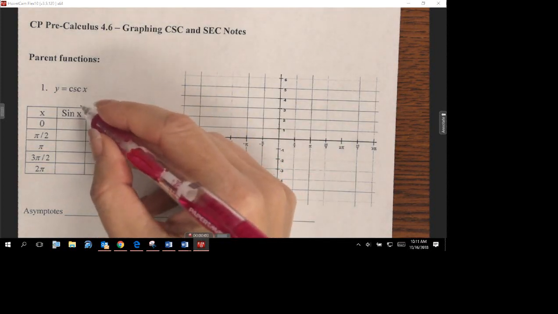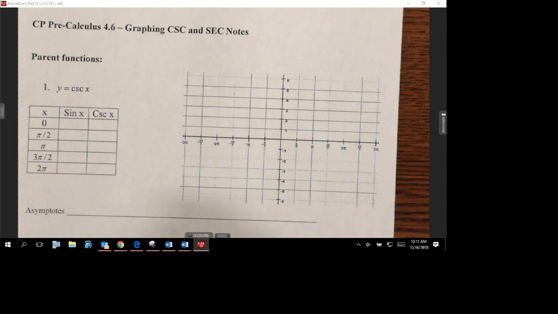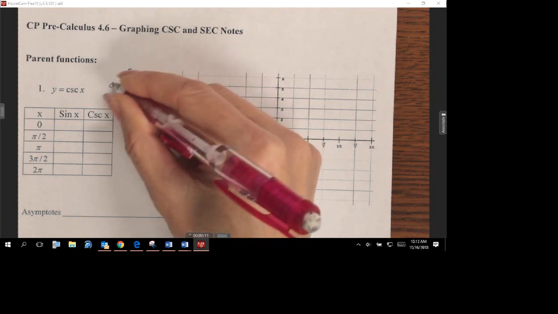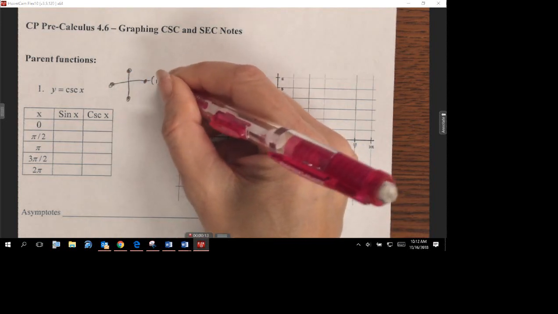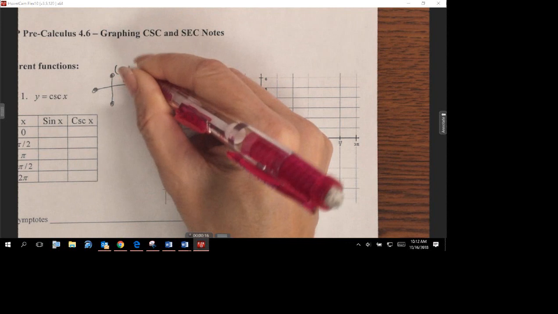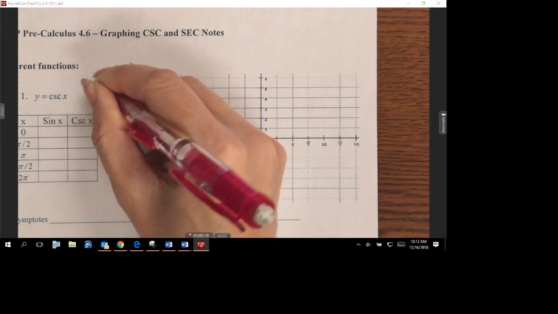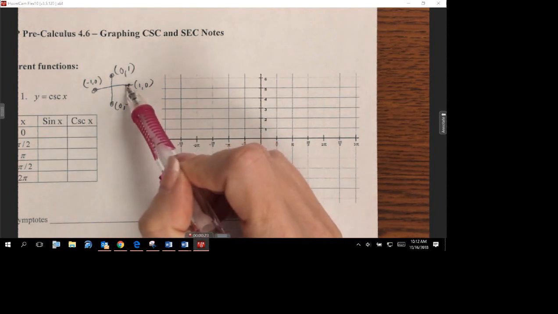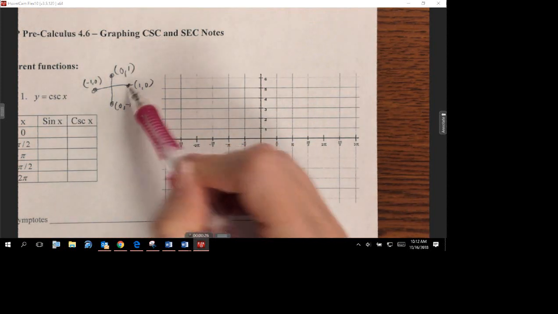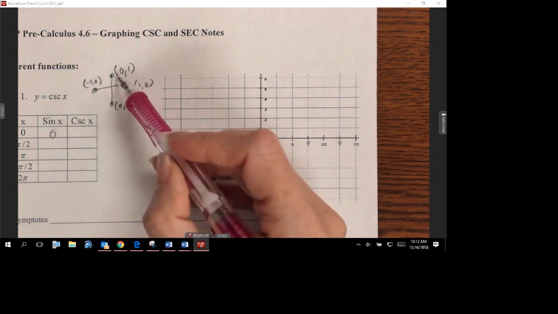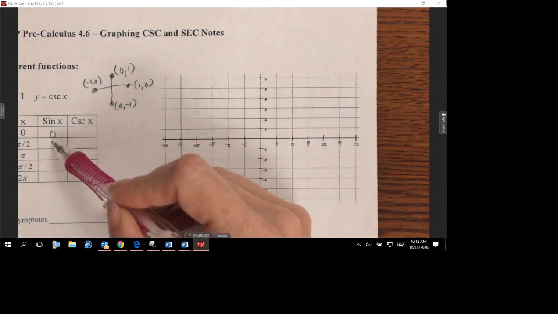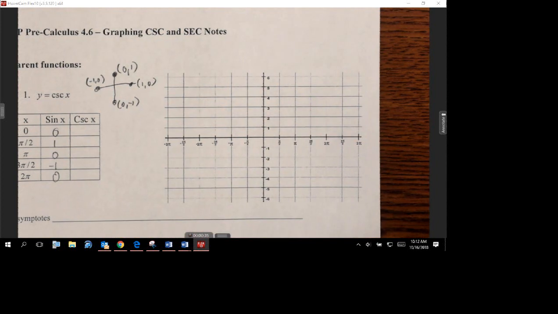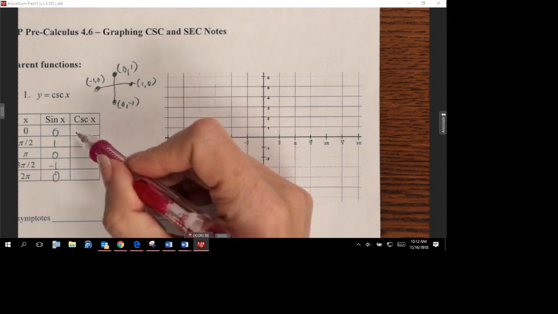So just a reminder, if you don't have these memorized, you can figure out the sine values, because these are the quadrantal angles, and we need the ordered pair. So at 0, sine is y, which is 0. Then at pi over 2, sine is 1, then 0, then -1, then 0. Right? And then how do we find the cosecant?